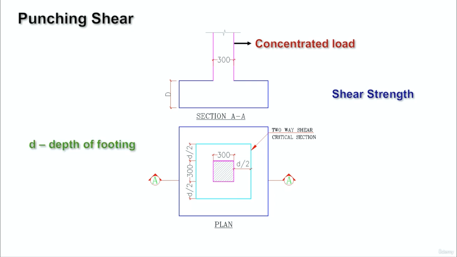Two-way shear takes place in two directions simultaneously. In two-way shear, the critical section is located at a distance d by 2 from the face of the column. So here what is d? D is the depth of the footing. So this is the depth of the footing.